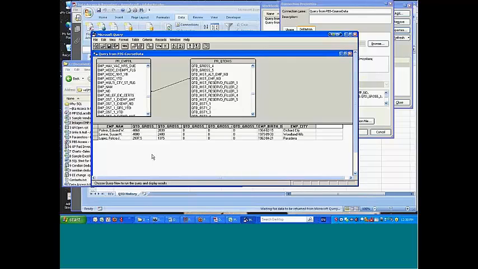And basically what we're saying here is these particular employees have data in the quarter 1 of the QTD file.